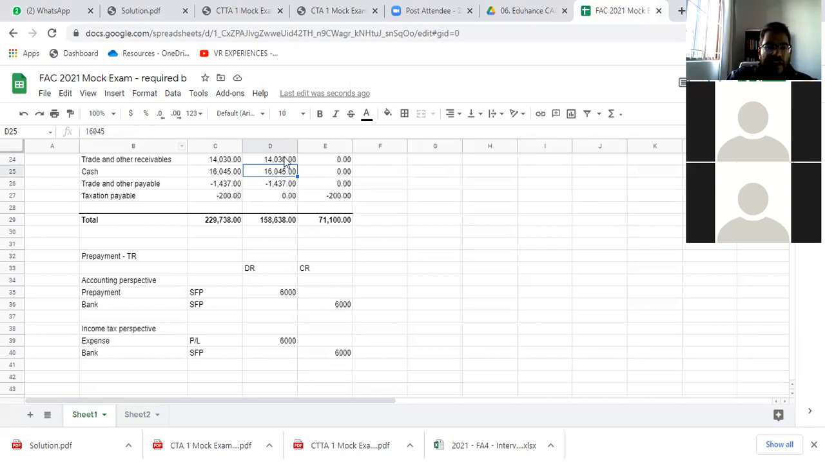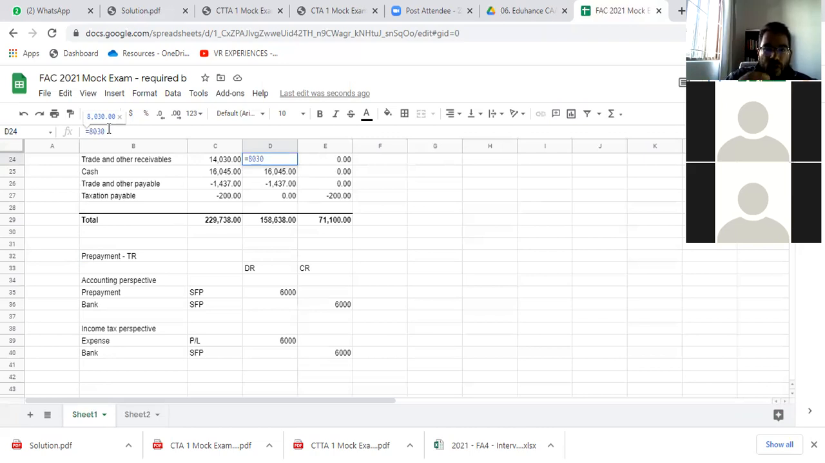What he did, he said trade receivable from SARS perspective must not include the 6,000 because we are claiming the 6,000 when we pay it. But SARS don't work that way. For an expense, or I'm saying SARS, but I'm assuming Zimbabwe tax law as well, you can't claim an expense when paid. You must claim an expense when you actually incur it.